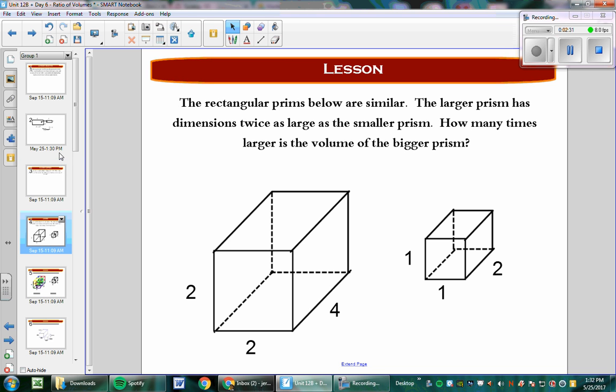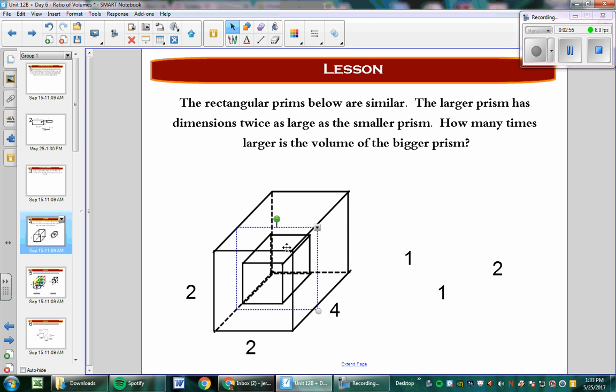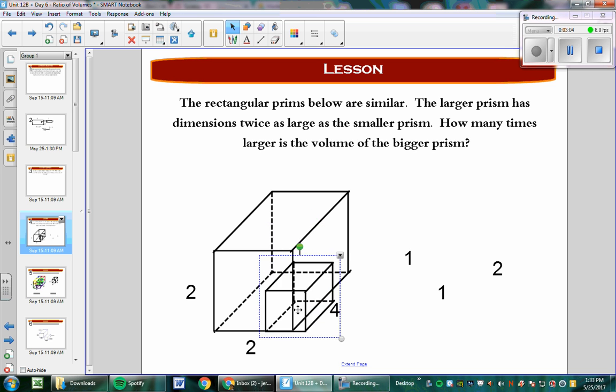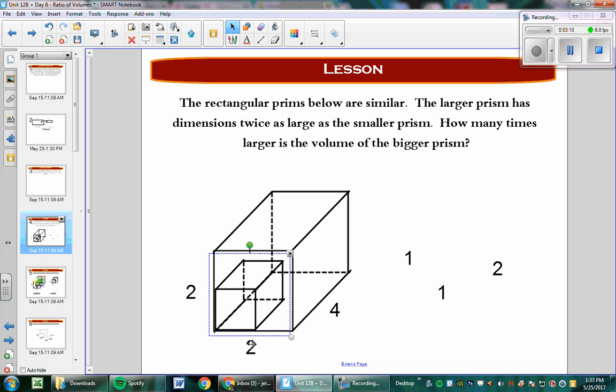Now, if we extend that to volume, we have these two similar rectangular prisms. This one is twice the dimensions, 2, 2, 4, of this one, 1, 1, 2. How many of these little ones will fit in this big one? Well, we could take this and move it. There we go. That would just be in the back corner. I can move another one here, and then another one up here, and then another one in this corner. So there would be 4 on the bottom, and hopefully you see there's 2 rows, so there would be 8.